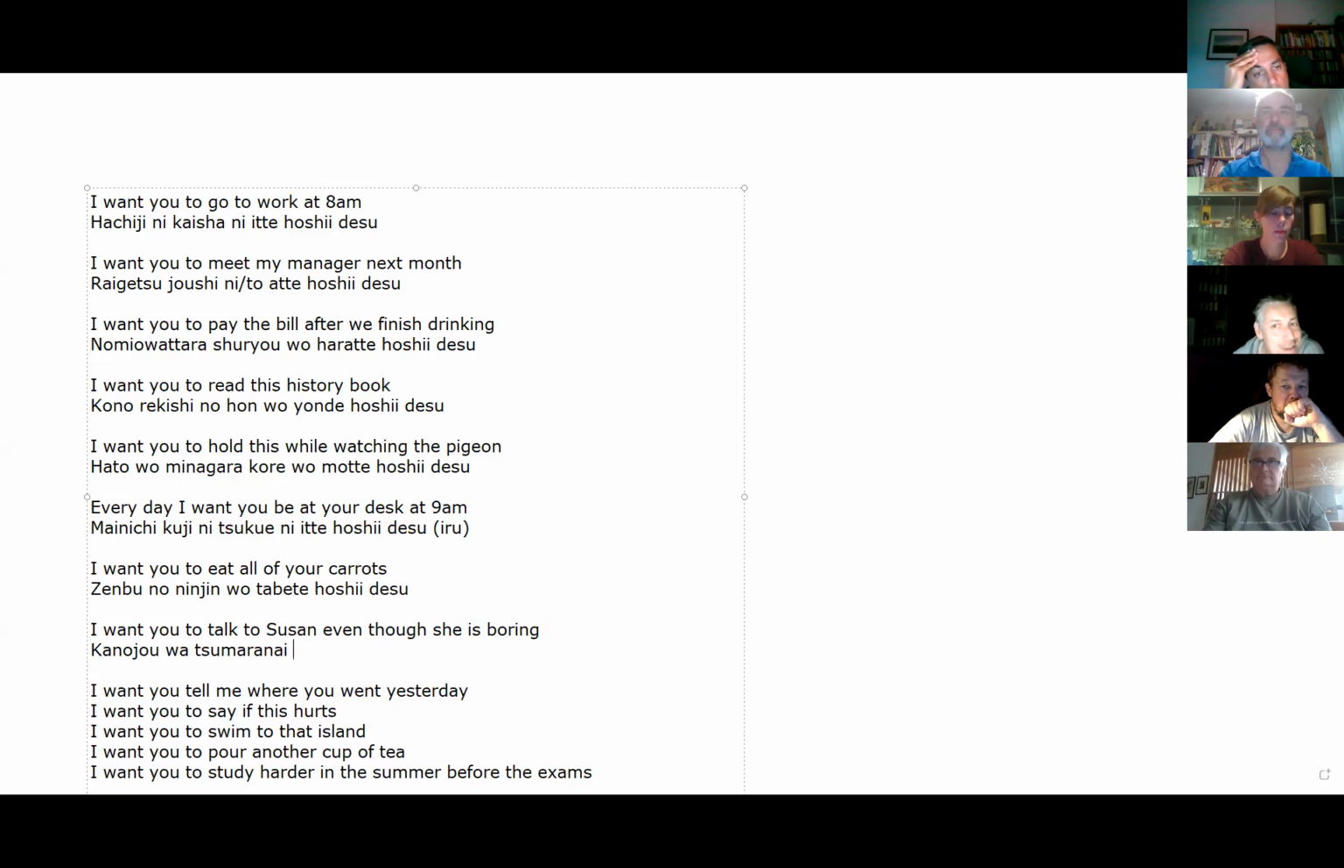Even though, but we have to use it in the beginning of a sentence. We can't use demo in the middle of the sentence. You can't really, no. So what would you use here? Just a simple but. Ga. And then the second part, Susan san o. So to talk with. To. Yeah. Hanashite. Yeah. Hoshii desu. Good. Yes.